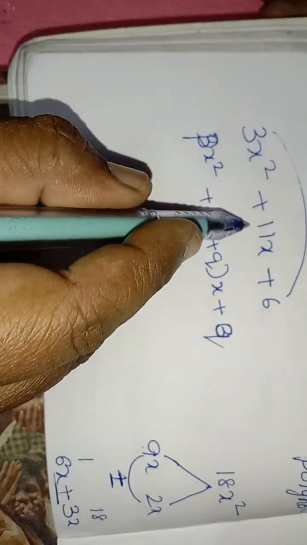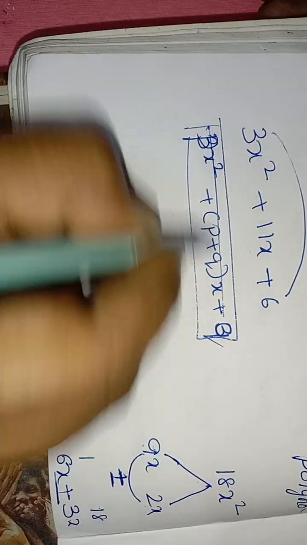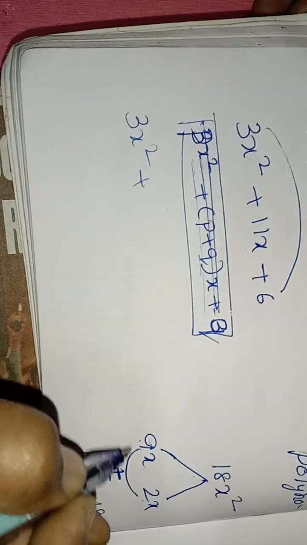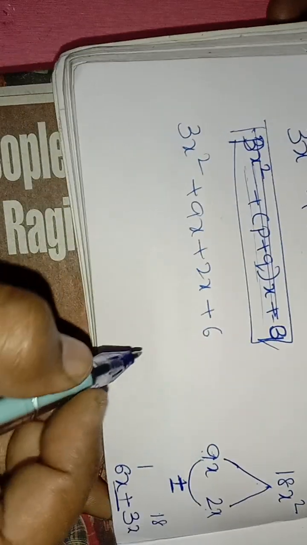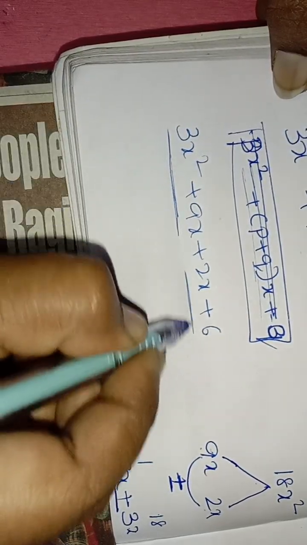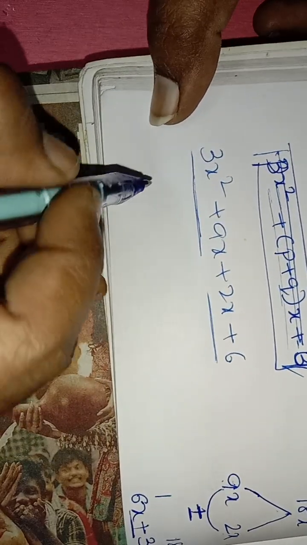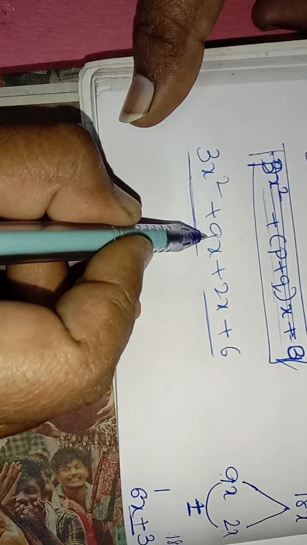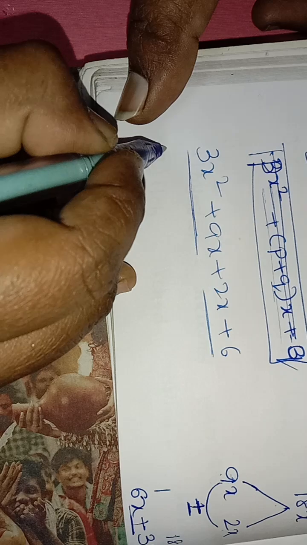So I am splitting 11x as 9x and 2x. The remaining I am writing as it is. So 3x square plus 11x I am writing as 3x square plus 9x plus 2x plus 6. From these I am making two groups. From the first two terms I am taking the common factor: here we have 3, so we can write 3 into 3x, and x is common.